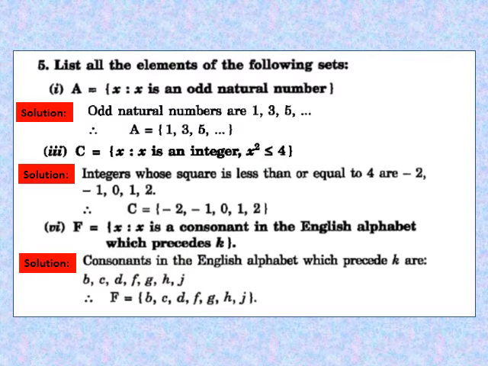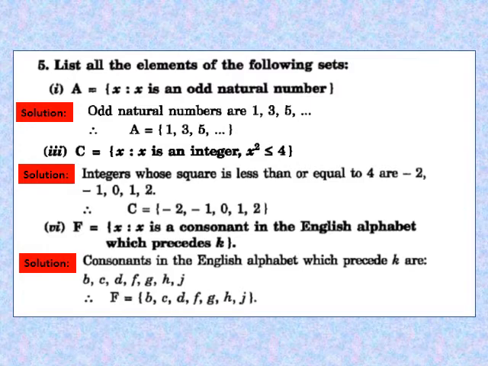Next we have question number 5. List all the elements of the following sets. Okay, we have to write the elements. Here the definition is given. So again we have a set builder form and we are going to convert them into roster form. So first is A equals X such that X is an odd natural number. Odd natural numbers are what? 1, 3, 5, 7, 9, 11, 13, 15 up to infinity. So we are going to write A equals, in middle bracket, 1, 3, 5 up to infinity, dot dot dot and so on. Because there is no end, we simply need to write dot dot dot.